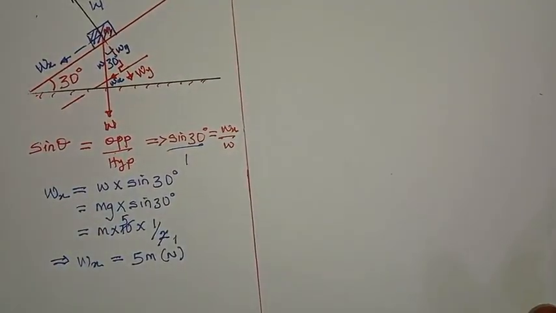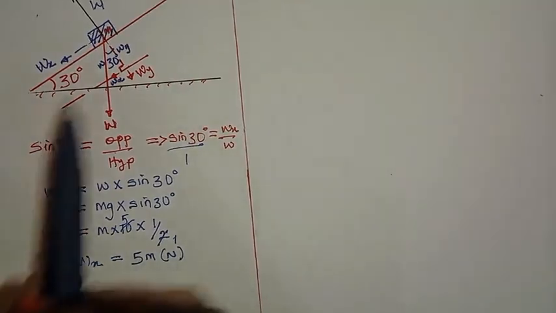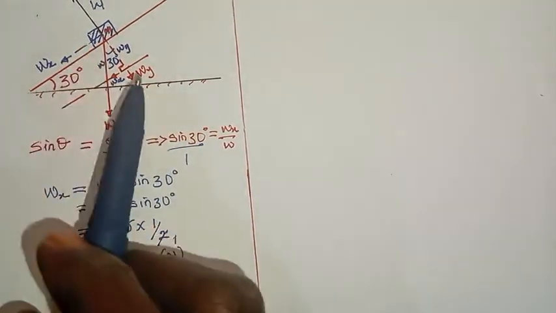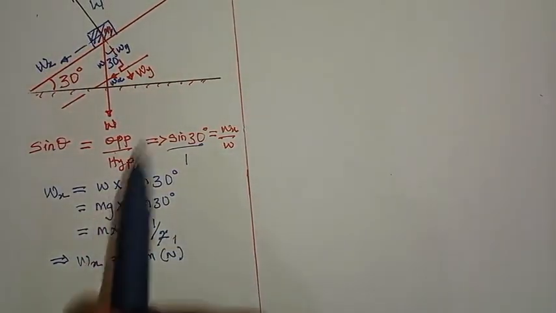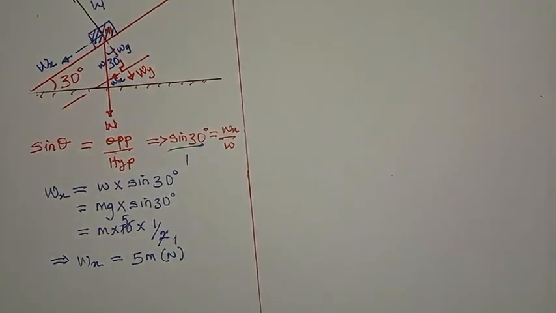Is that understood? So if, for instance, in another question, you have to find the expression for the force acting perpendicular to the body, that will be the vertical component of the weight, which will be WY equal to W cos theta. Is that understood?